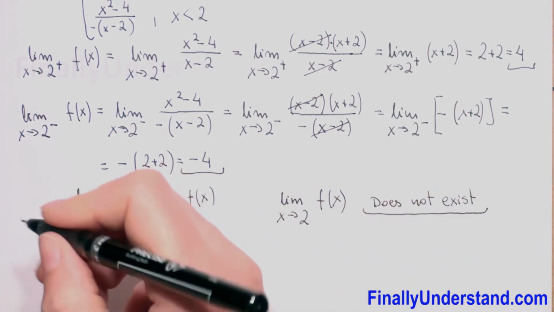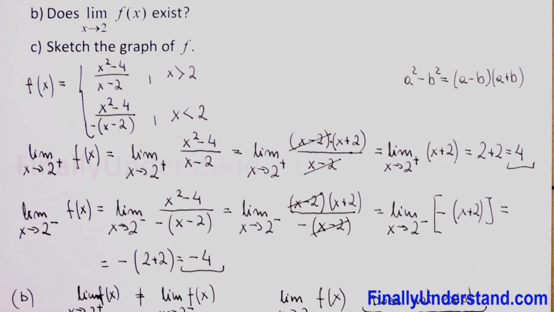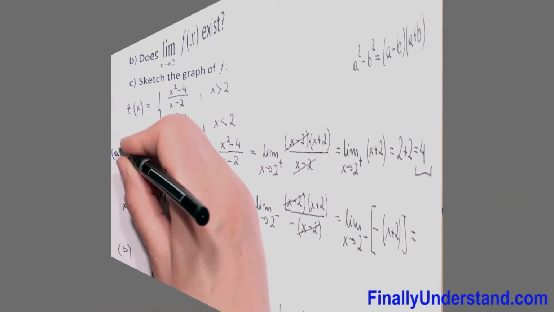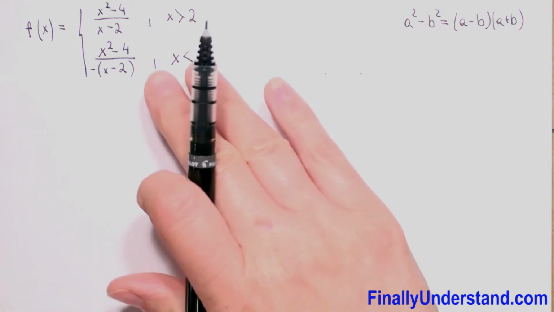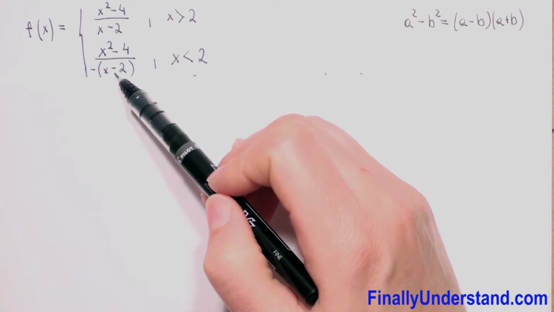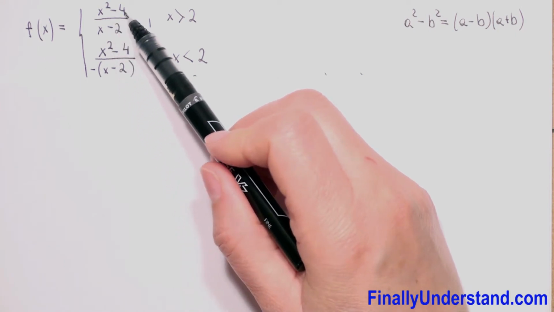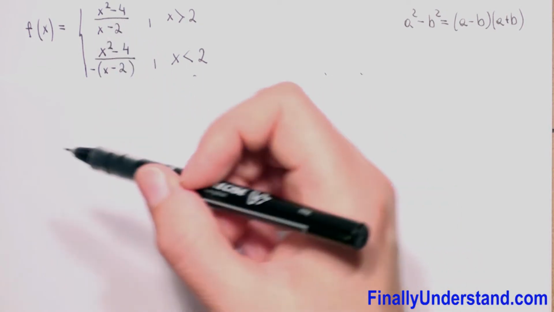This is the solution to B question. This was A. Now we have to sketch the graph of f function. Our function has two parts. We can reduce something because we have x squared minus 4. We can rewrite this as x minus 2 times x plus 2.